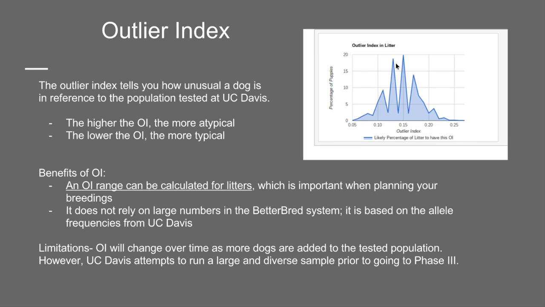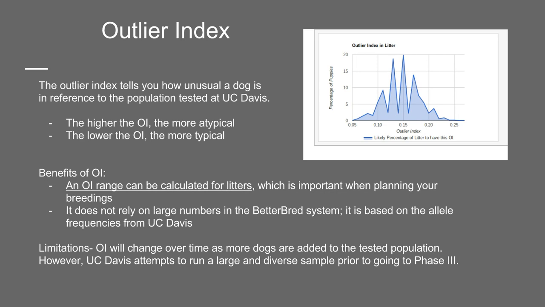And if you see over here, when you run test breedings on Better Bred, in your litter summary, you get these ranges in OI, so you can see where your predicted puppies would fall in terms of their OI scores. So what's the benefit of OI? An OI range can be calculated for litters, which is important when planning your breedings. It does not rely on large numbers in the Better Bred system. It's based on the allele frequencies at UC Davis.